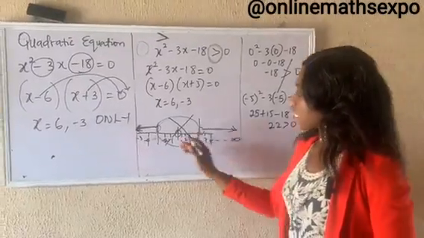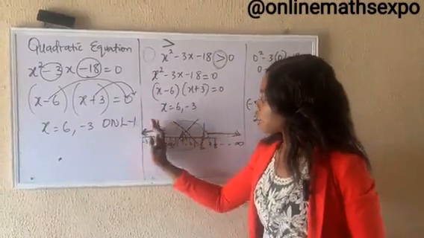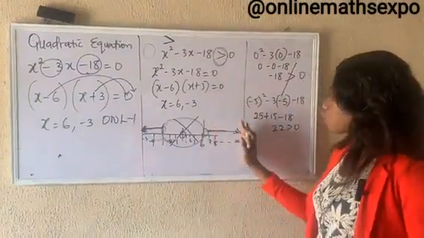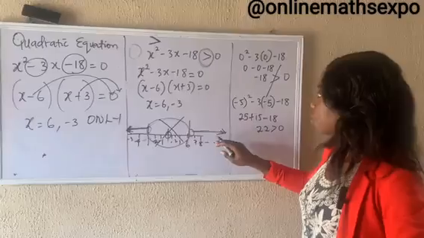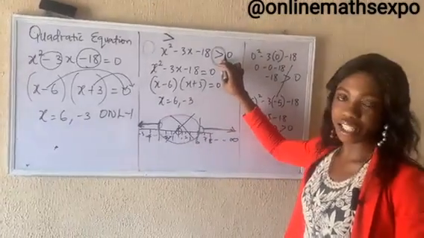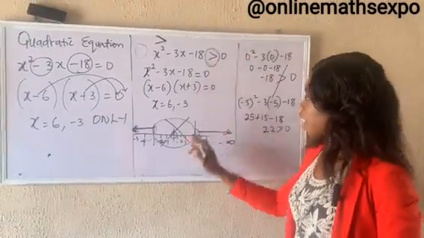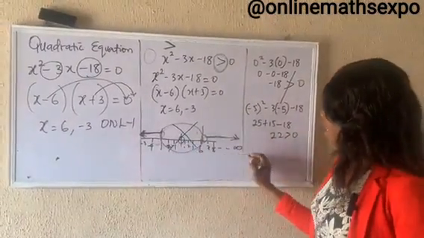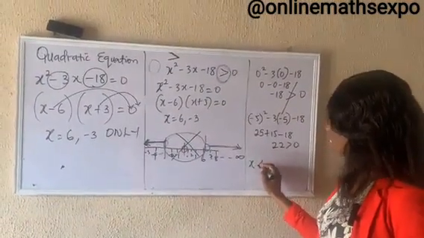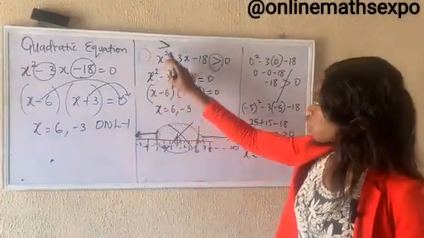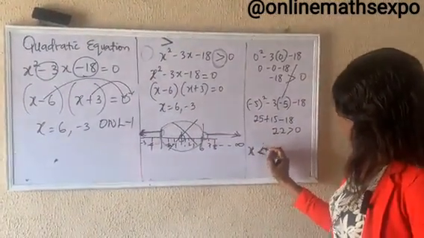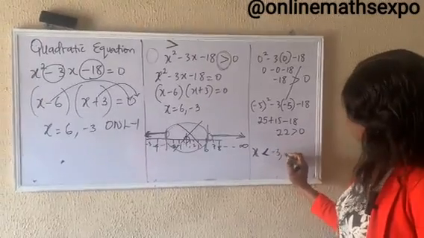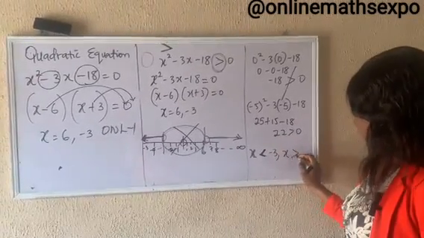So what it means is that any value of x I pick in this region or in this region will be greater than 0. I will encourage you to test any value within this region, and you will also see that whatever you get will be greater than 0. So in our conclusion, we will say that our solution is, remember the question is on greater, so it will now be x is less than minus 3 and x is greater than 6.